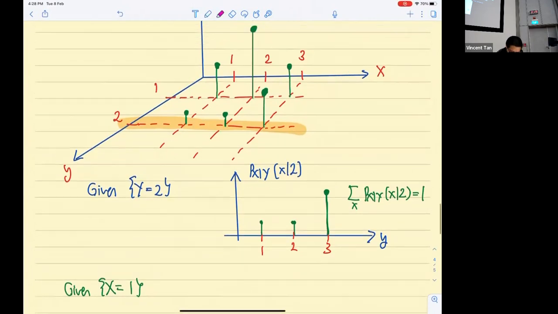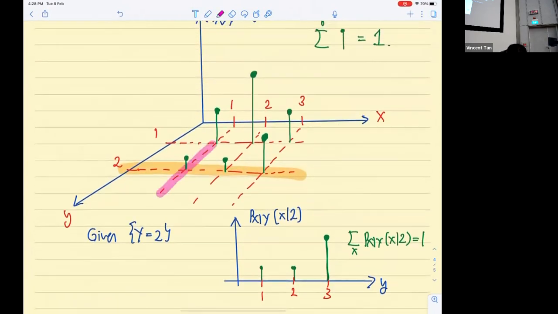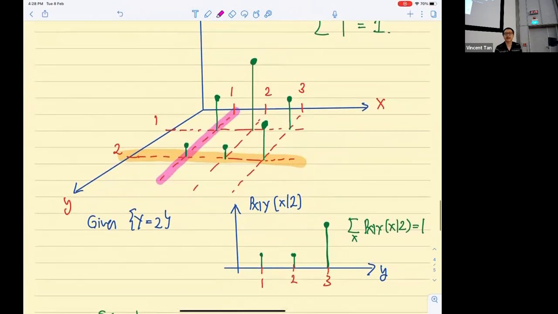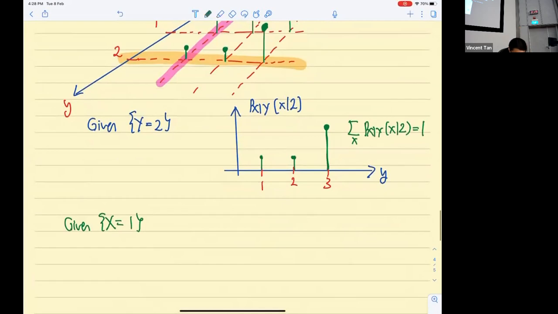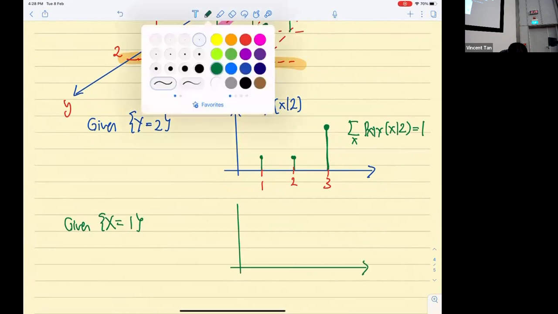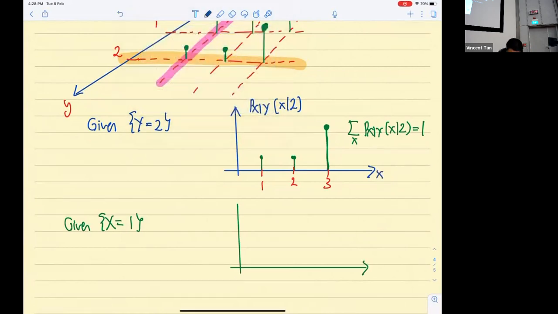Where am I living now? I must be living on this slice, right? This is the slice that X is equal to 1. I must be living there. And so how does that bias my belief about Y? Now I can draw the probability mass function of Y. Everyone should have corrected me, this must be X. Typo, major typo. And this is Y here. So now someone told me that X is equal to 1. How does that change my belief about the P of Y?